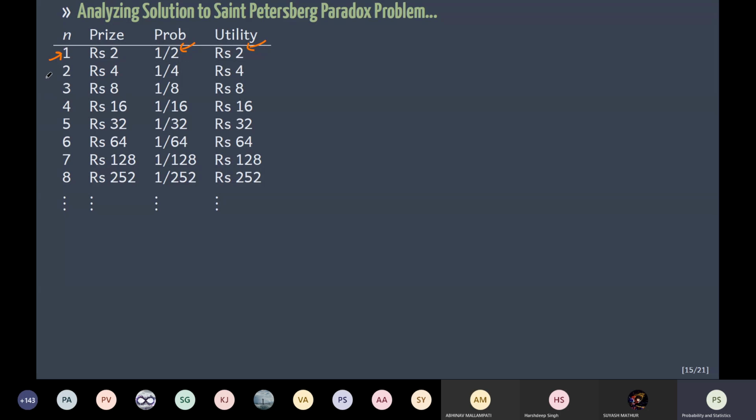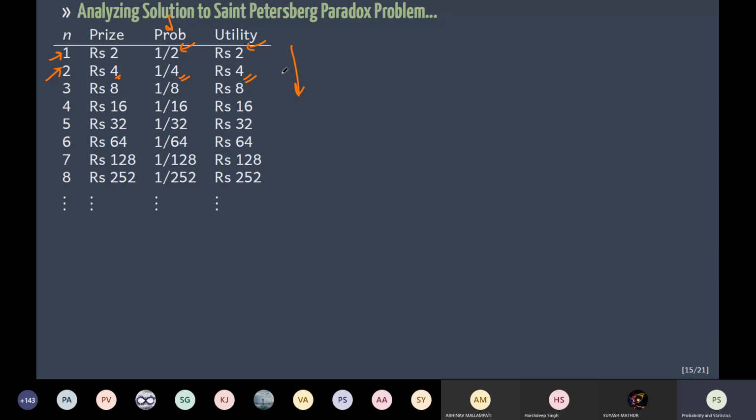If it was not head, then it will move to the second trial, and the price here is 4. The probability of that happening is 1/4, but you get 4 rupees back. So what does your intuition say when you look at this tabular data? Let us say you want to play this game and you made this table, and you also computed the probability.